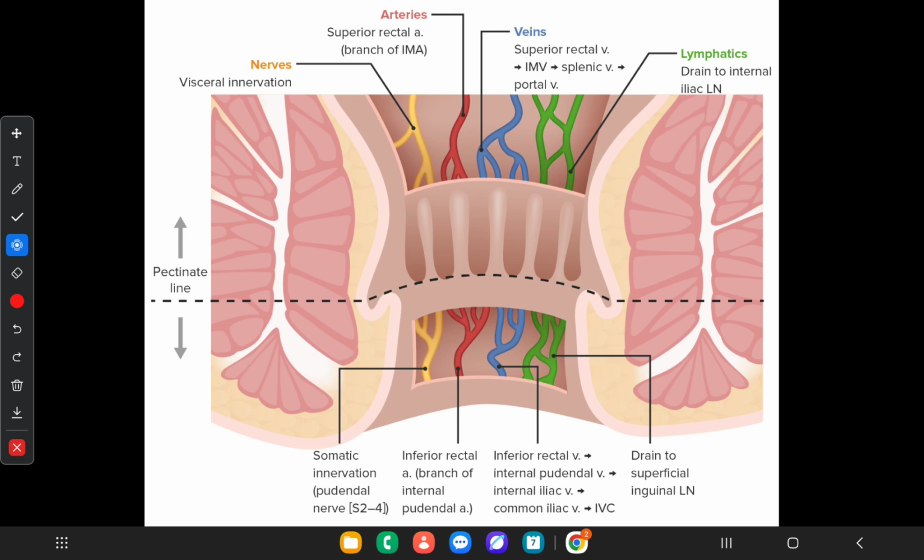I told you at the beginning, in the columns of Morgagni there are the superior branches of the superior rectal veins and the superior rectal arteries. Here you can see the superior rectal arteries, superior rectal veins, and also there are nerves, the branches of the pudendal nerve S2 to S4.